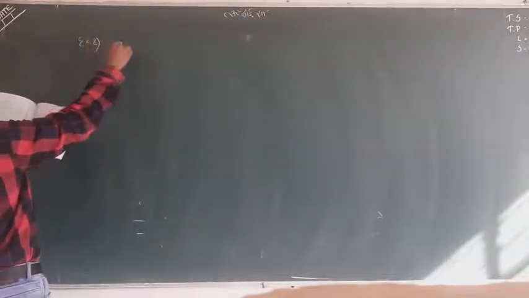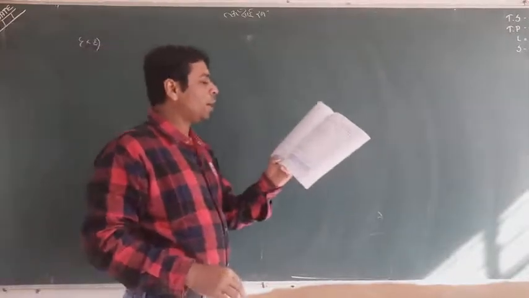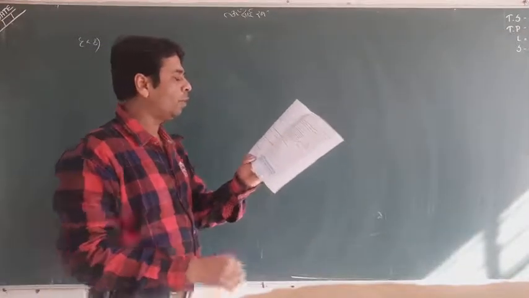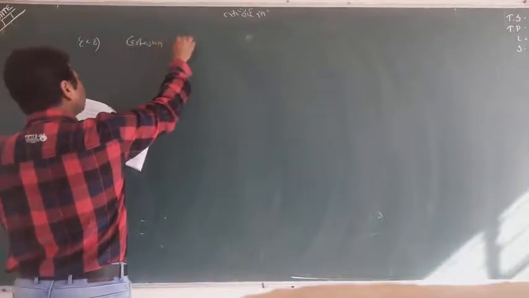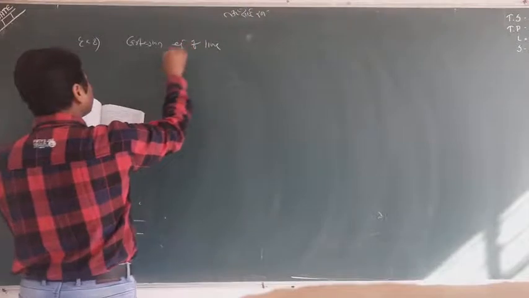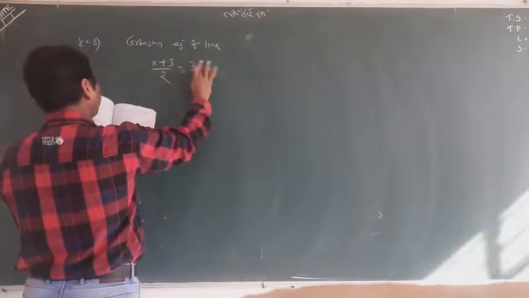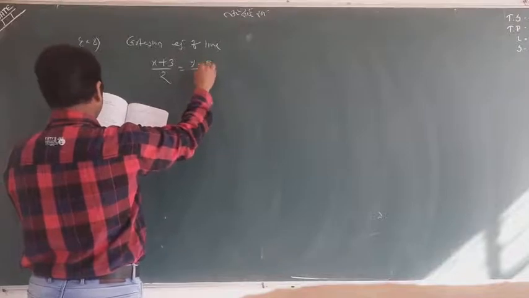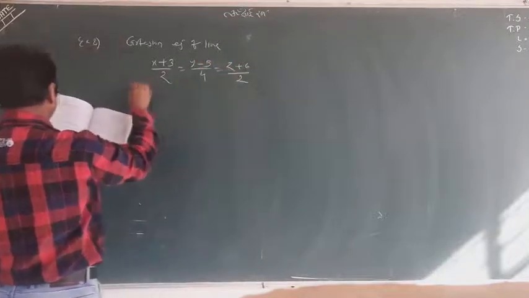Example number 8 is very simple. I already taught you this lots of times. Find the vector form. Very easy question it is. The Cartesian equation of the line is (x + 3)/2 = (y - 5)/4 = (z + 6)/2. Find its vector form.